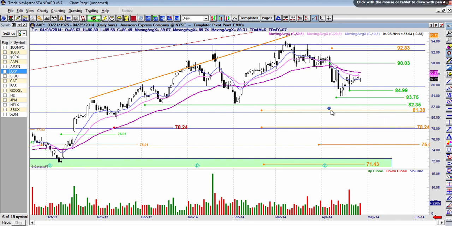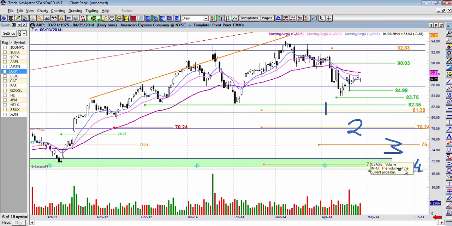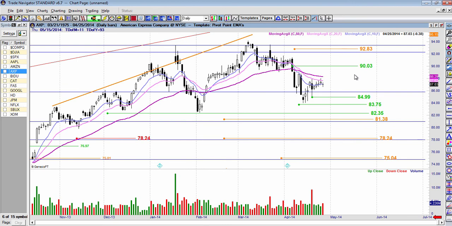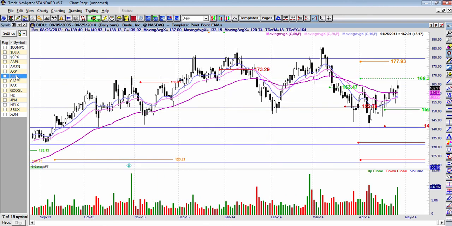In orange, you can see my targets. We've got 1, 2, and 3. Ultimately down here at number 4, which is $71.43. That, of course, is going to take some time, but I can start to see AXP beginning to roll over right at this major pivot point. So keep an eye on AXP.